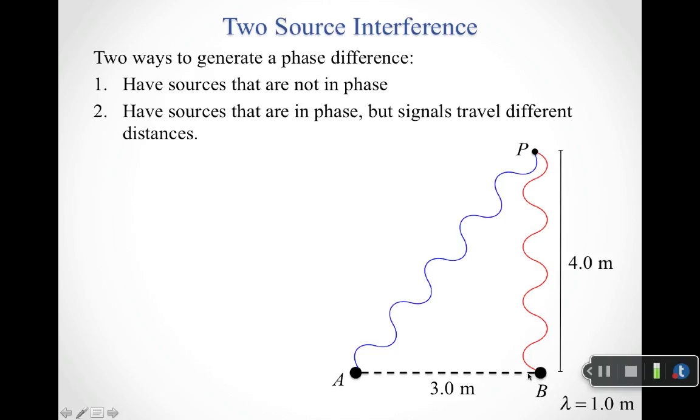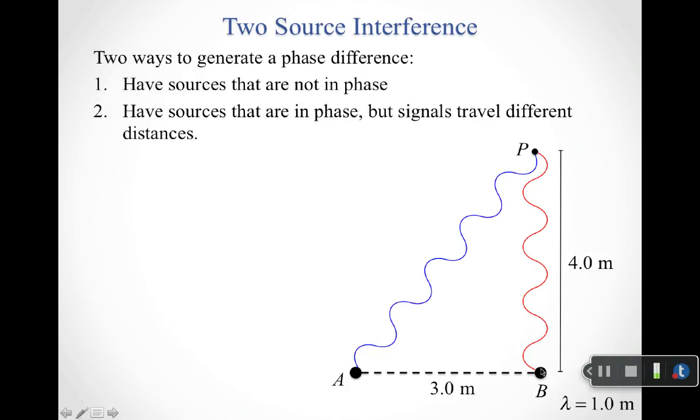So here if I've got source A and here I've got source B, and if they're not in phase, then I'm probably going to end up with a phase difference between my two waves. But the one that we're going to focus on is actually the second one. So I'm going to have two sources that are in phase, but their signals are going to travel different distances.